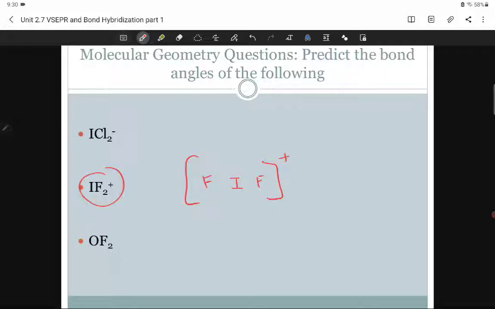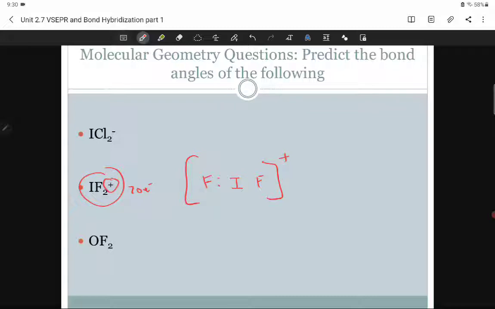So they're all halogens, 7th column. So we have 3 of them. That should have 21, but we have a plus ion there. So that means we've lost an electron. Iodine is 7. Each fluorine is 7. So that's 21 minus 1 is 20 electrons. So we're allowed 20 dots.